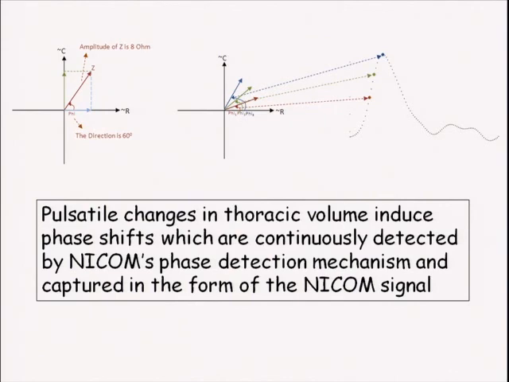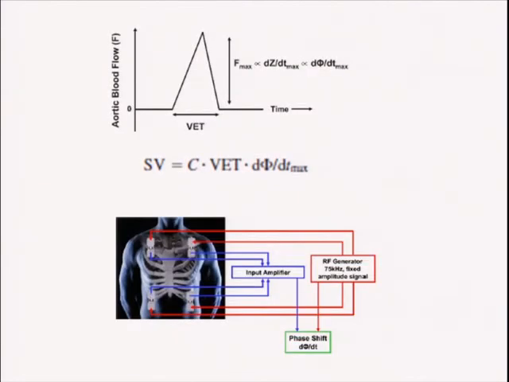So pulsatile changes in thoracic volume, which is stroke volume, induce a phase shift, which is continuously being detected by NICOM's phase detector mechanism and captured in the form of a NICOM signal. So instead of looking at the change in amplitude of the signal, it looks at the change of phase, which is the angle. And that's related dynamically to the stroke volume in the thoracic aorta.